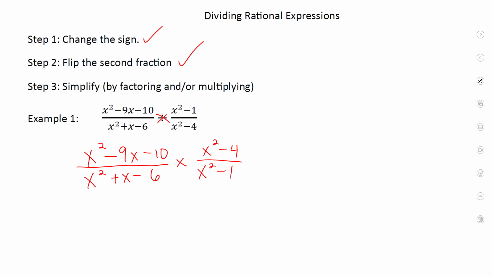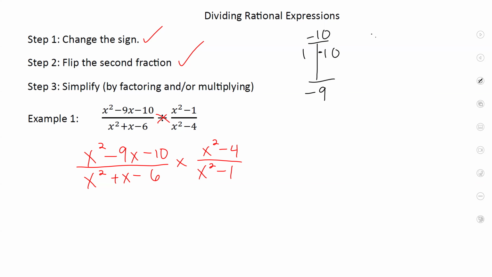Okay, step 3 is to simplify, either by factoring and or multiplying. So guys, let's go ahead and factor. Remember, we can do eye charts for all 4 of these. So guys, we're going to be doing a lot of factoring today. So my first one, 2 numbers that multiply to -10 add to -9. It's going to be some version of 1 and 10. Which one should have the negative? Yep, the -10. All right, that's the first one.